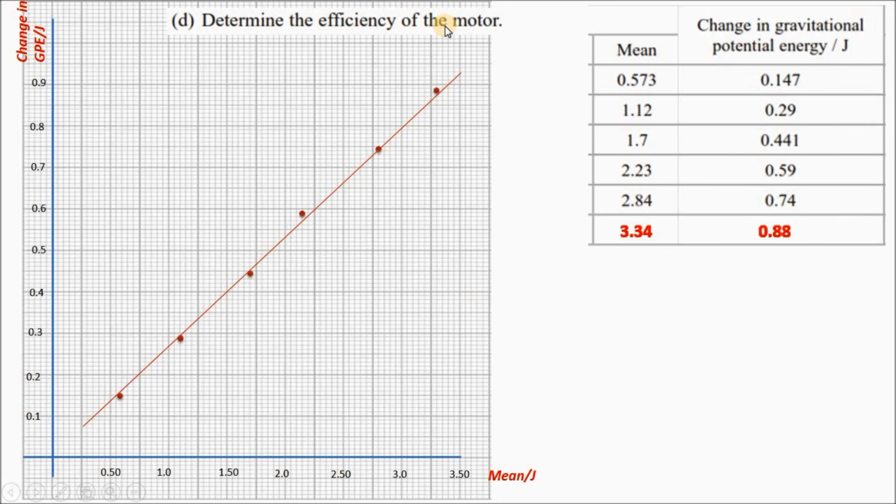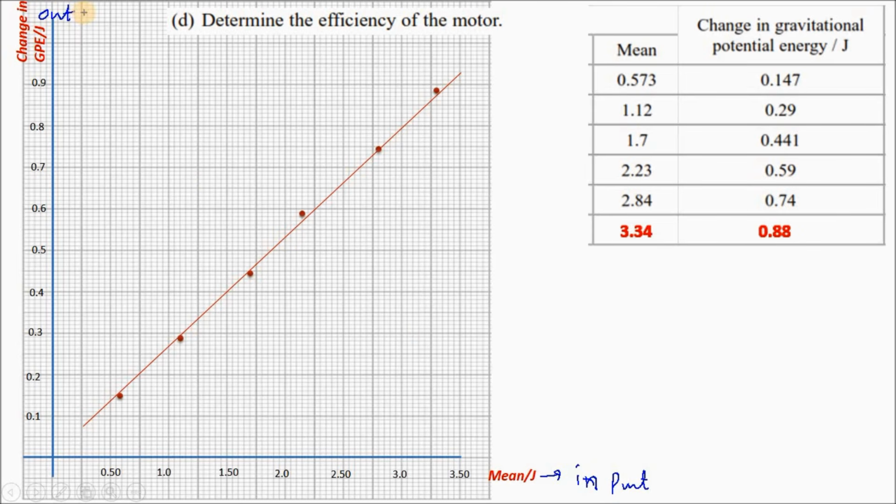Determine efficiency of the motor. This is your part D. And for efficiency of the motor, if you see your graph, change in potential energy is on the y-axis, and mean energy supplied is on the x-axis. And remember, this mean energy is supplied. That means this is your input, and this one is your output.